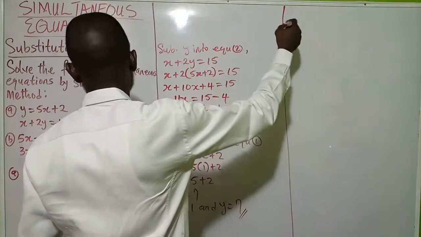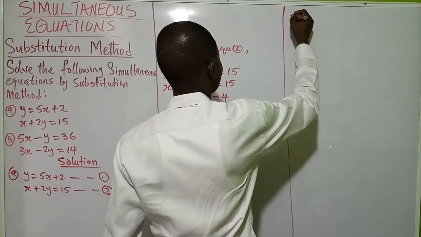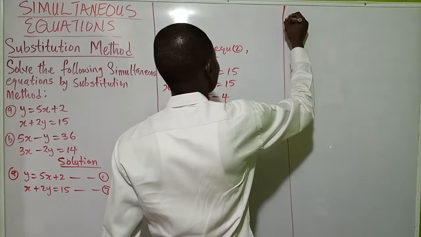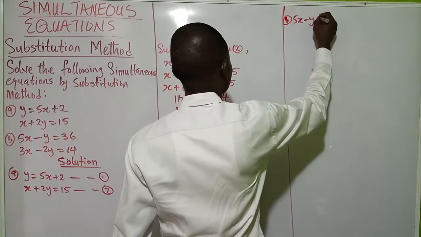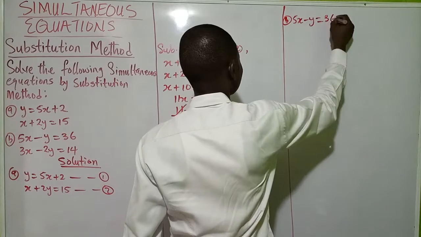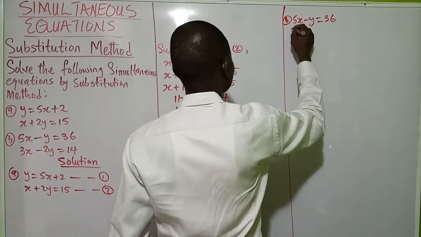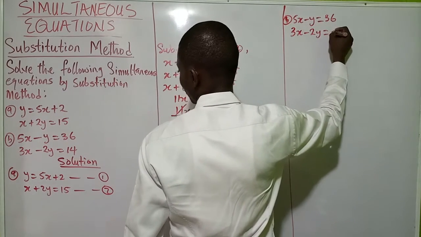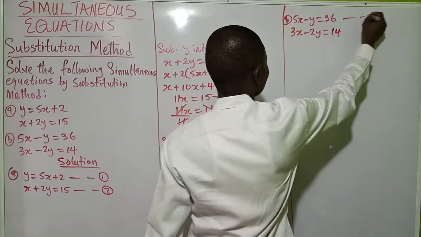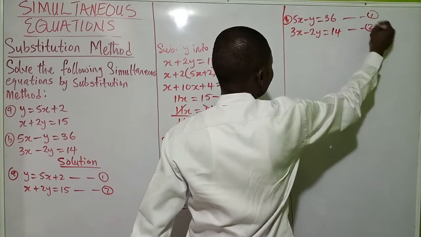Okay, let's use here now. 5x minus y equals 36, and 3x minus 2y equals 14. So this is equation 1 and this is equation 2.